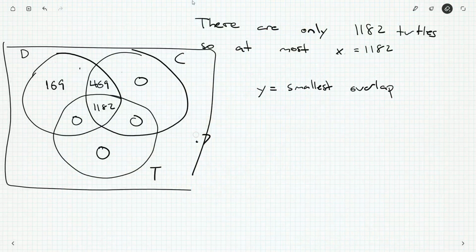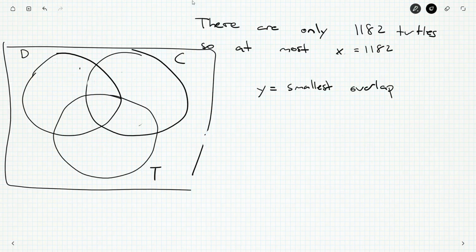Okay. Well, I'm going to erase these numbers here. They've already proven their point. And now the challenge with the Venn diagram is there's a lot of numbers here. Just a lot of numbers.